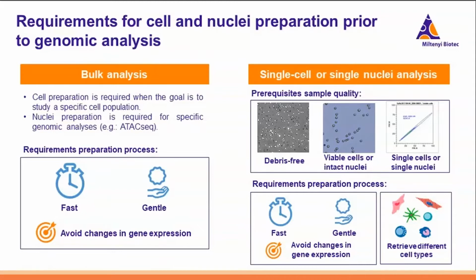nuclei. Then, for single cell or single nuclei analysis, there are, first of all, three main prerequisites in order to perform this type of analysis. The samples need to be debris-free, present high cell viability or intact nuclei, and of course, be a single cell or single nuclei suspension. And here again, it is required to process the samples as fast as possible with gentle methods to prevent changes in gene expression and to retrieve the different cell types present in the sample.